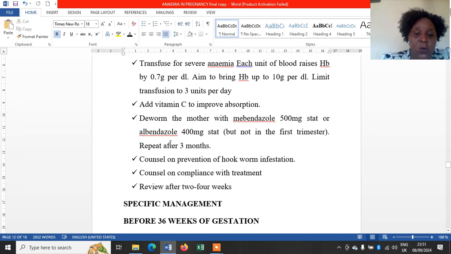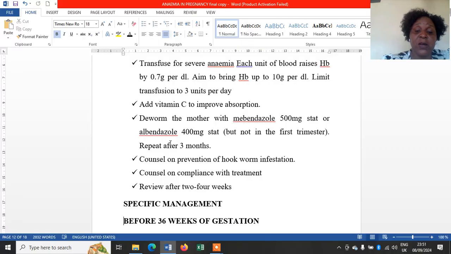Counsel on prevention of hookworm infestations. Let this mother learn to wash the mangoes. You know, as they are walking around, they pick the younger mangoes and eat spontaneously. They eat the soil. So these are all sources of hookworm infestations. So as we talk to them during antenatal, they should be in a position to prevent hookworm infestation.